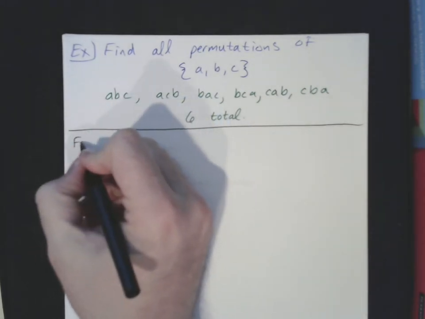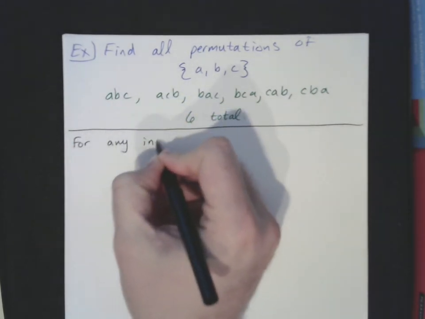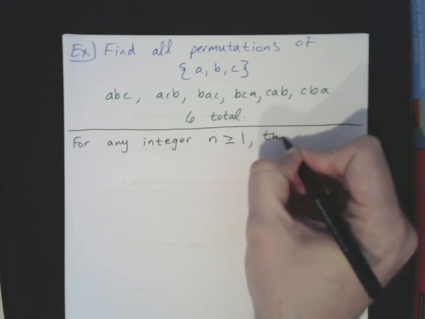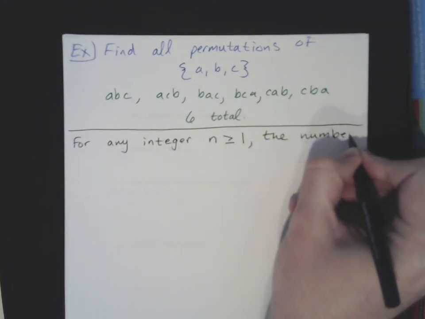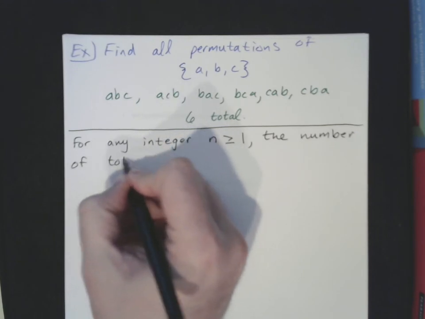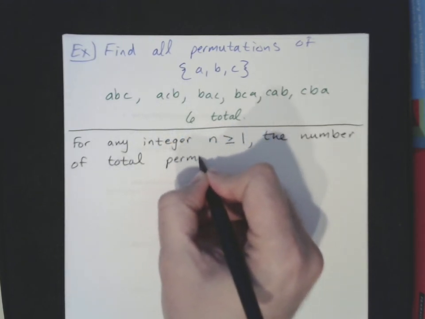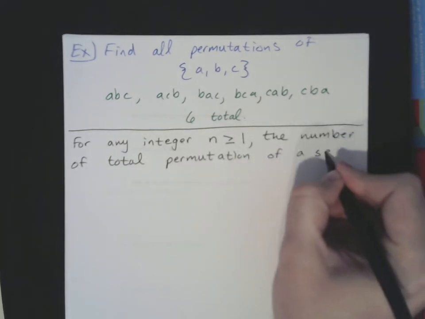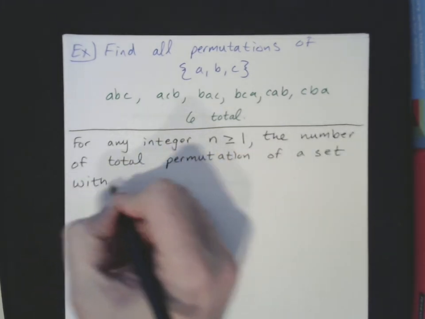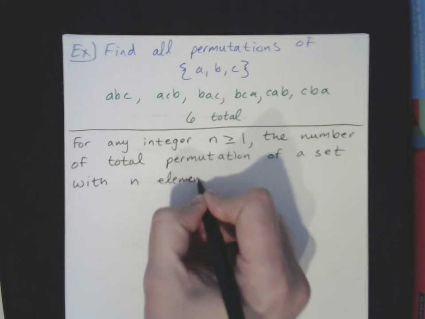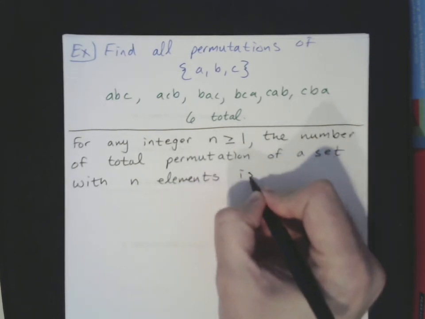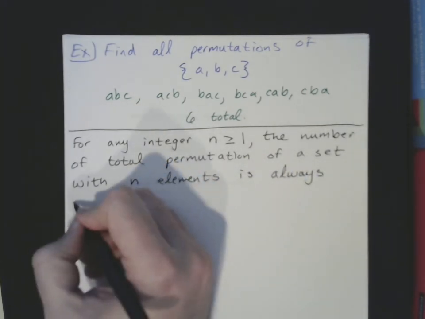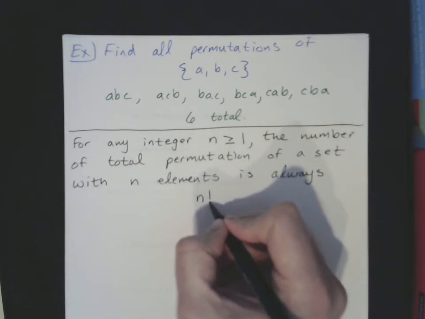So for any integer n greater than or equal to 1, the number of total permutations of a set with n elements is always, we'll put it here, n factorial.